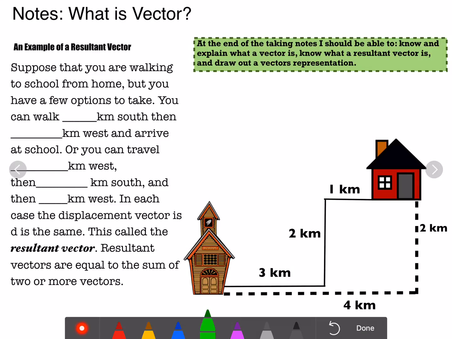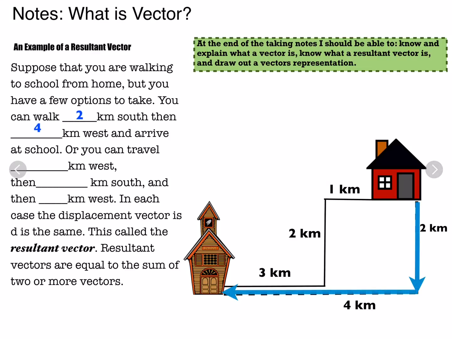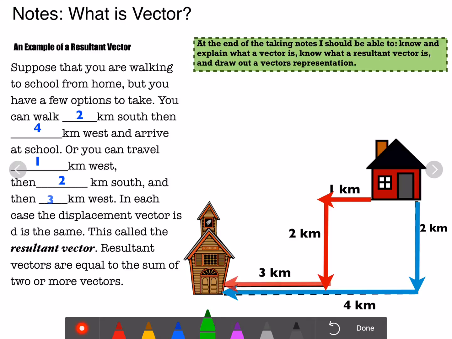Example of a resultant vector. Suppose you're walking to school from home, but you have a few options to take. You can walk 2 kilometers south and 4 kilometers west to school, or you can walk 1 kilometer down this block, 2 kilometers down this block, and 3 kilometers down that way. Either way, they all equal the same distance.